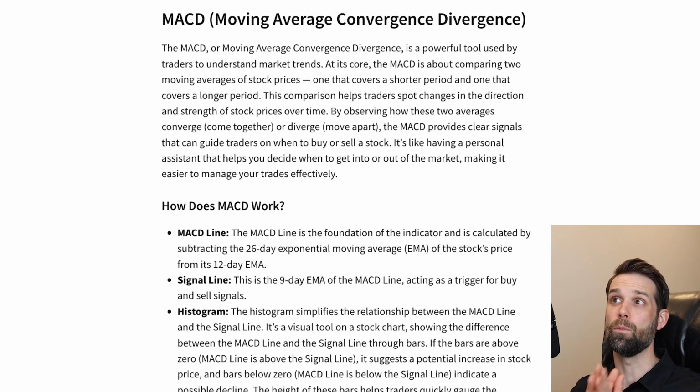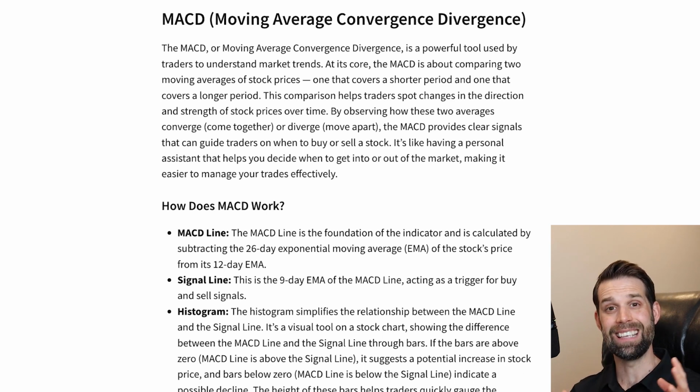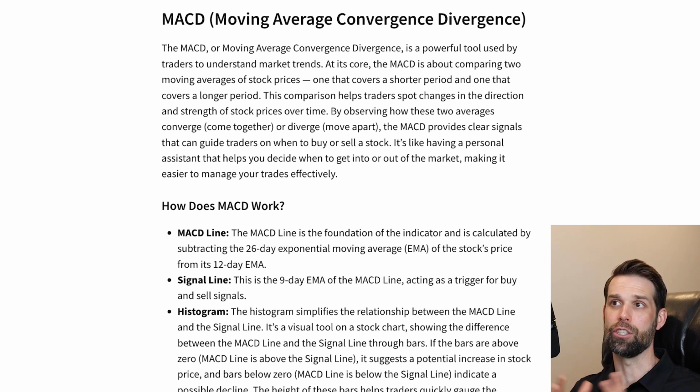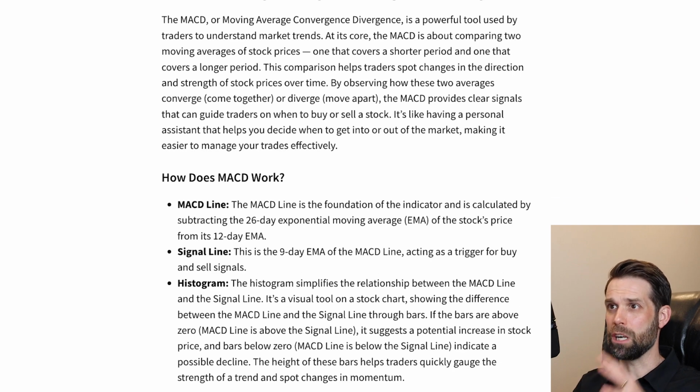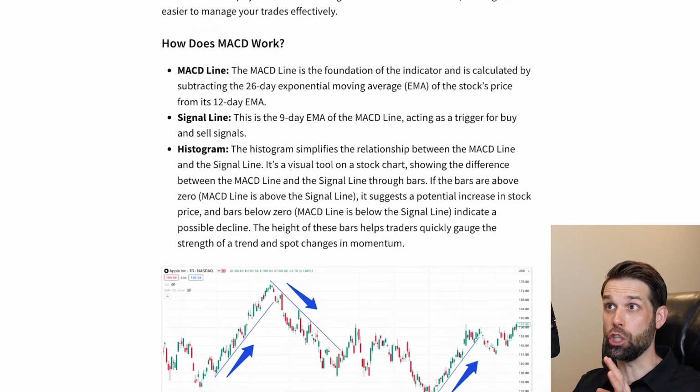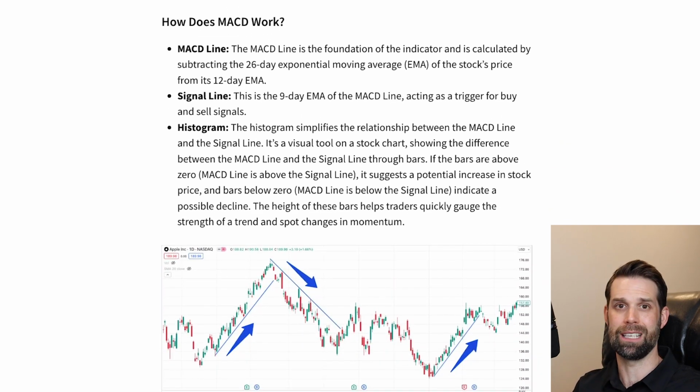So the MACD is the moving average convergence, when these averages come together, divergence when they come apart. So let's talk about how it works. And again, we're going to go over to TradingView and actually look at one of these to get a visual representation. Let's go through what the components are, talk about them briefly, and then we'll see a visual representation.